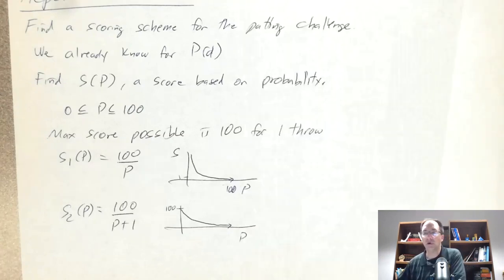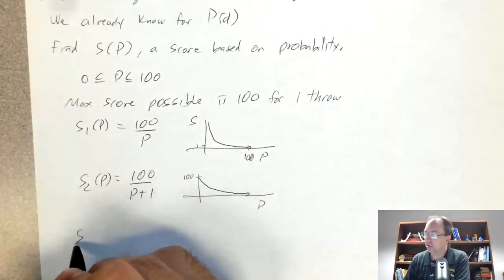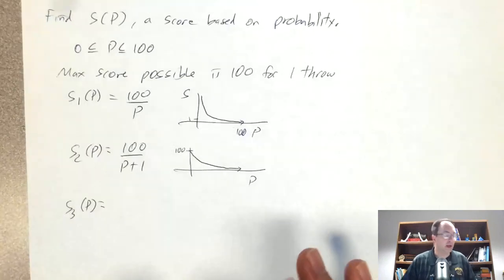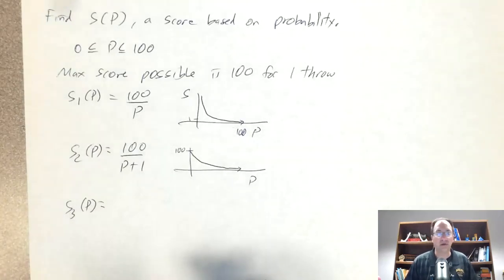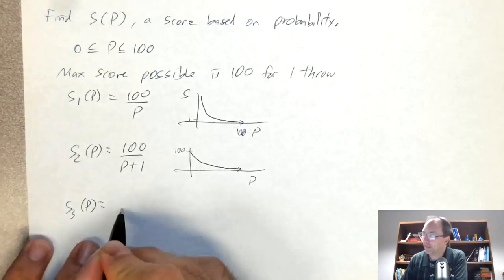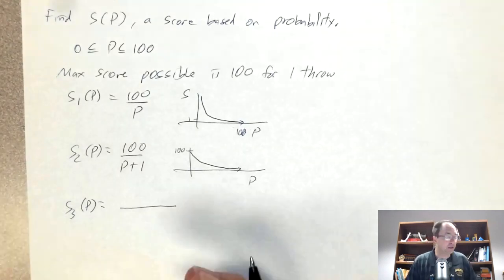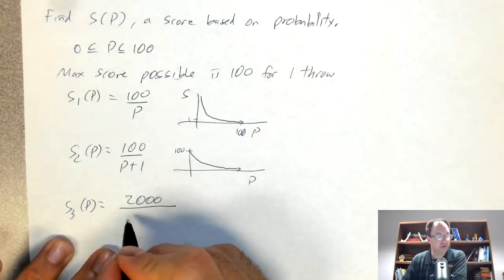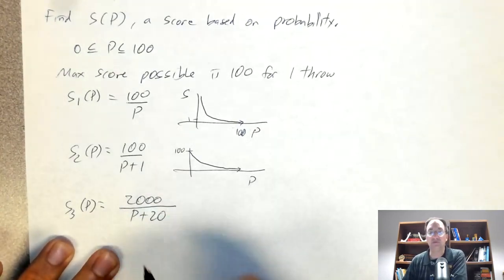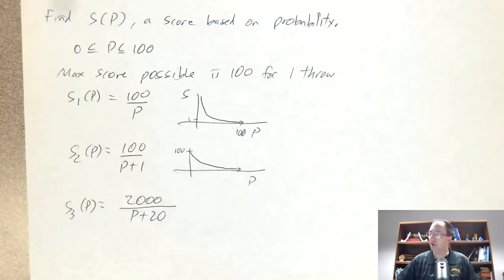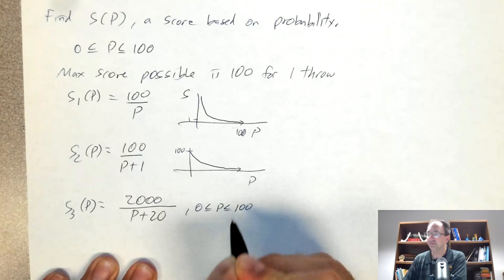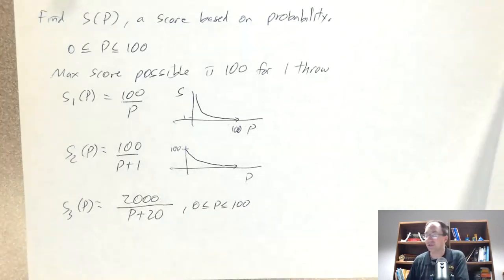So let's try one more model. And again, I encourage you to think about how you might tweak this function to get a better fit. But here's one more solution. So let's say 2,000 divided by the probability plus 20. All right, and again, we're still assuming that the probability is between 0 and 100. Okay, because we're expressing it as a percentage.